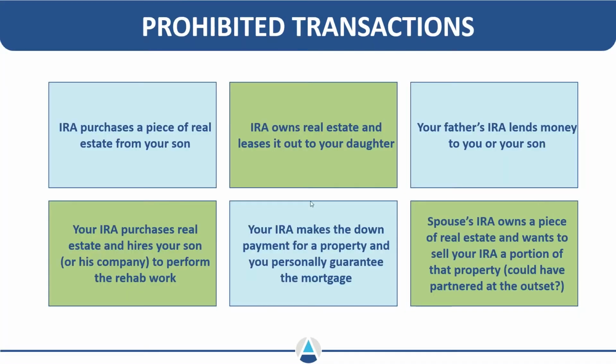Let's see. Your IRA purchases real estate and hires your son or his company to perform the rehab work. I kind of mentioned that; it should be fairly self-explanatory. Service providers are included in the disqualifying prohibited transaction rules. Now, let's say you are interested in financing a portion of a property. Again, we're not going to get too far into the rules on debt financing within IRAs, but let's say your IRA makes a down payment for a property, but you offer a personal guarantee on the mortgage. That does disqualify it as well.